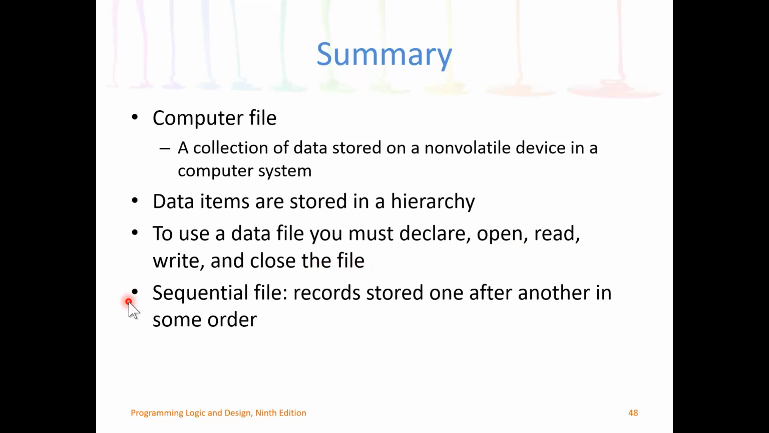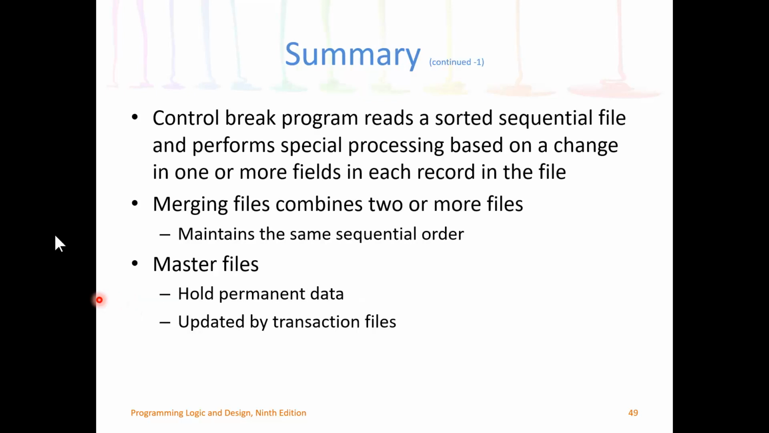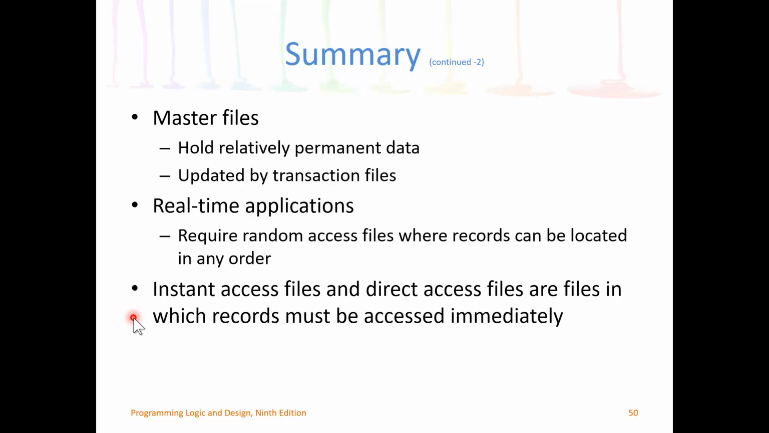Sequential files are in order. Control breaks are when we're trying to get subtotals, like by department or by state. Merging files is taking the same data, in the same format, but in two different files, and merging it into one file. If we have a master file, it holds the permanent data. We are going to update that file from a transaction file. So the master file holds the relatively permanent data and the transaction files update it. And then real-time applications are going to require a random file or a database, also known as instant access files.